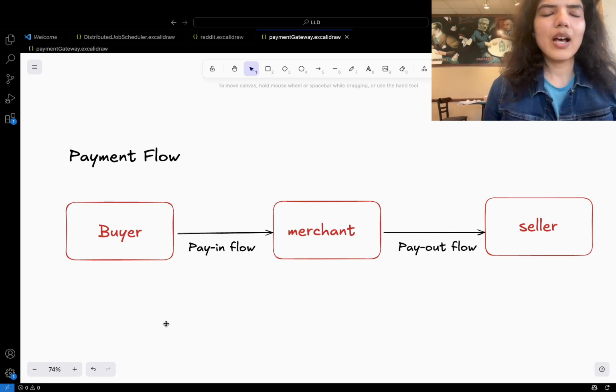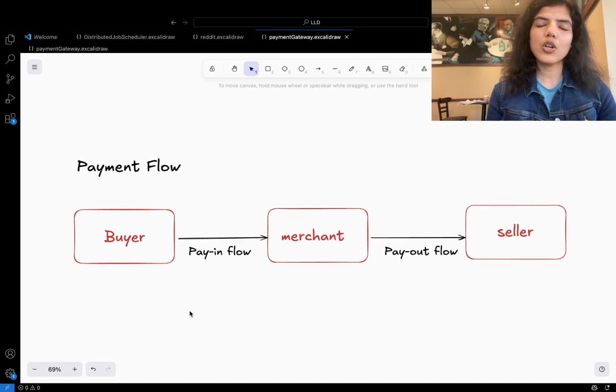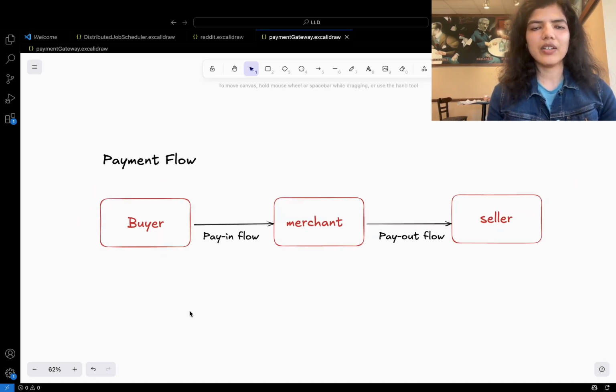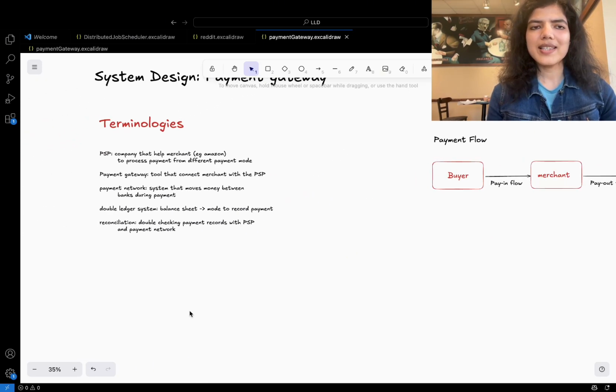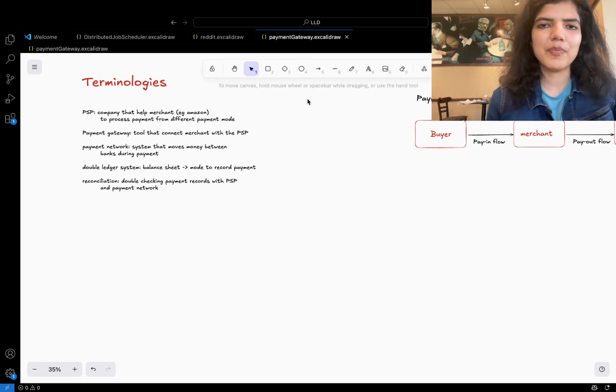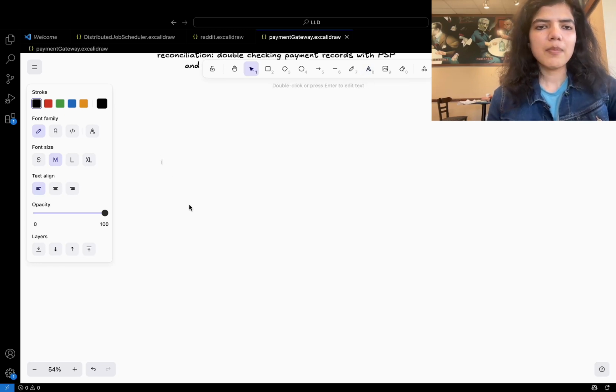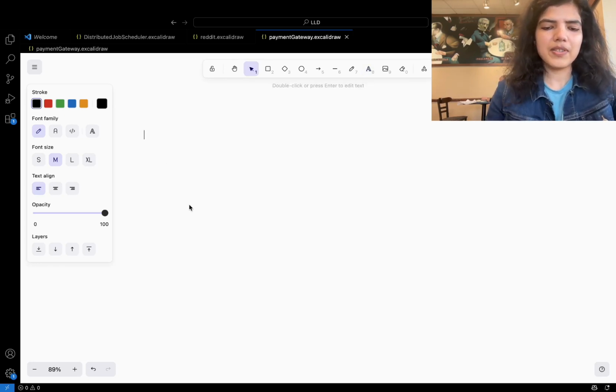Okay, so now I think we have a basic understanding of the key terminologies and the flow in payment gateway. So let's go and start designing the payment gateway system. Whenever we perform any system design question or answer that, the first thing that we list is the FRs and NFRs, right? So talking about the functional requirements.